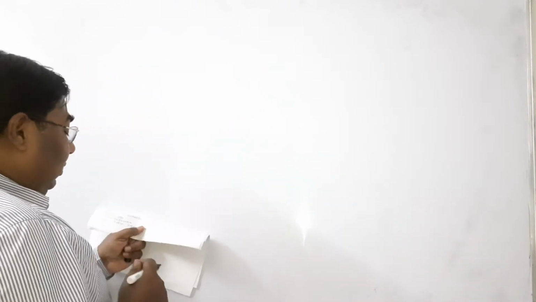Good morning, students. Now we are ready to solve the MCQ of PT1. So in the first question, all of you note down the question. The vapor pressure of two liquids A and B are given as 80 and 60 torr respectively.